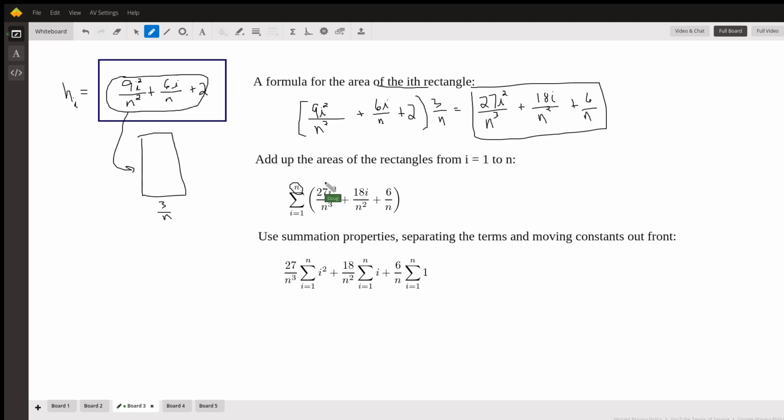So I can picture moving 27 over n cubed out front and do the sum from i equals 1 to n of i squared. Same for this term, move the 18 over n squared out front. Sum from i equals 1 to n of just i. And here, sum from i equals 1 to n of just the number 1. We'd have n 1s, so this actually reduces to an n.